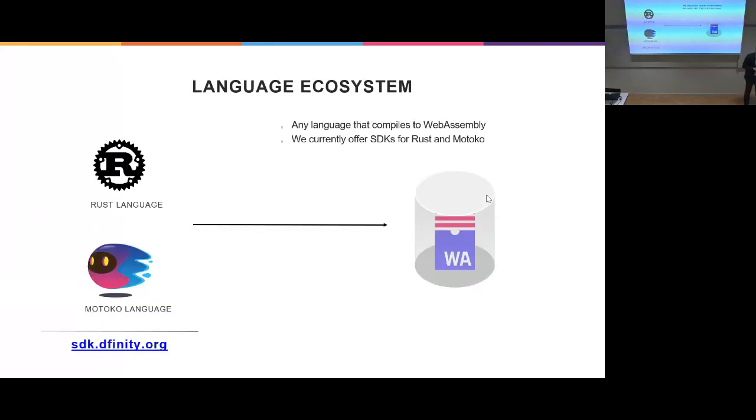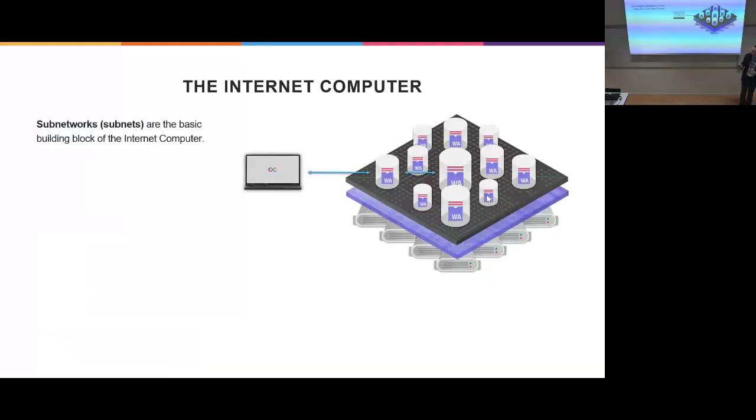Also, in terms of language support, we support a plethora of languages. So essentially, any language that compiles to WebAssembly can be used to write smart contracts for the Internet Computer. We have two languages for which we offer a rich SDK. This is Rust, you all know it, I guess, and Motoko. Motoko is a language specifically crafted to be aligned with the features of the Internet Computer and extremely easy to learn.